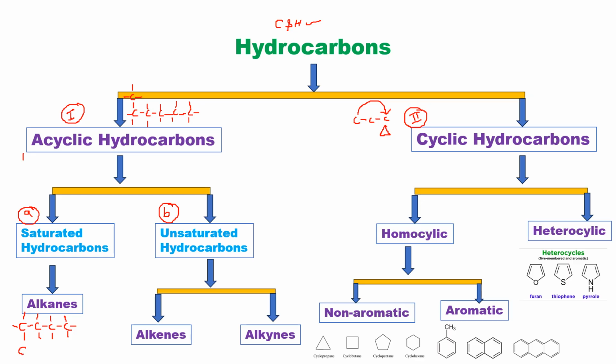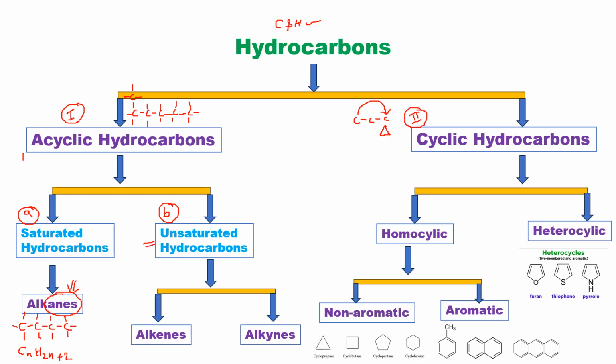A compound which obeys the CnH2n+2 rule, we call a saturated hydrocarbon compound, or we can say alkanes. The suffix of this group is ane. Alkane. For example, methane, ethane, propane, butane, like that. All ane compounds belong to saturated, in other words, all alkanes.